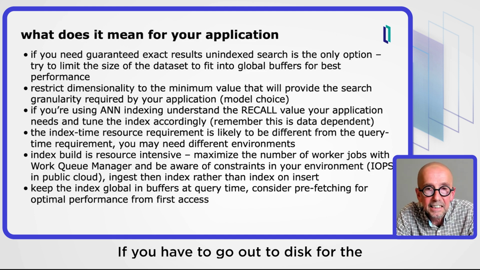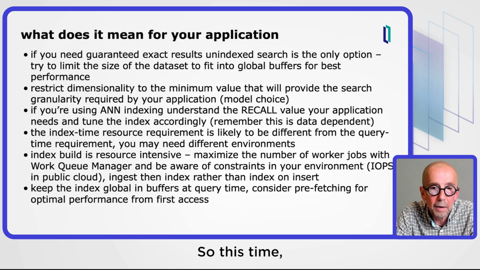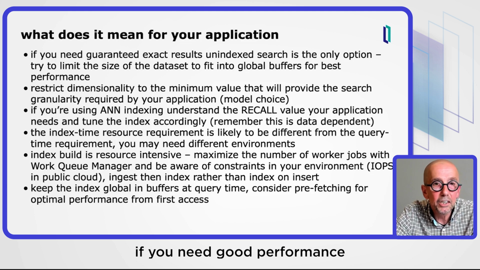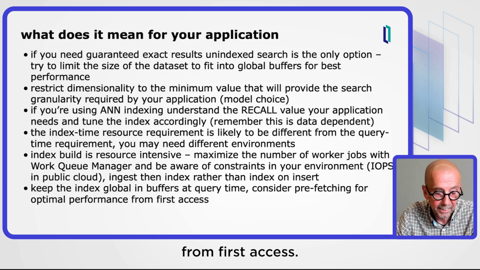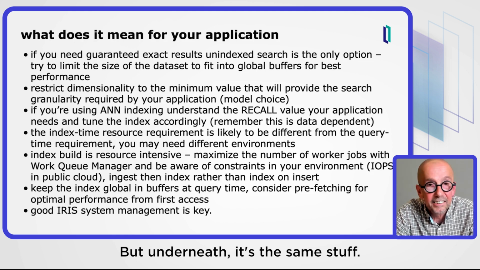If you have to go out to disk for the index globals, it's going to kill your performance. So this time, keep your index global in buffers, make sure it's there, pre-fetch it if you need good performance from first access. And remember, this is new stuff, but underneath it, it's the same stuff.